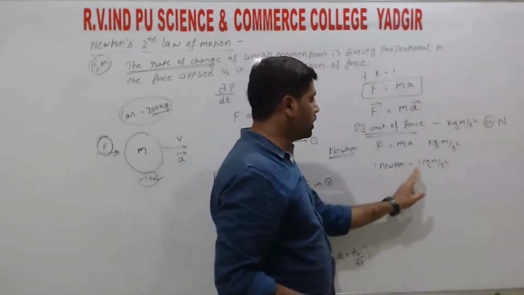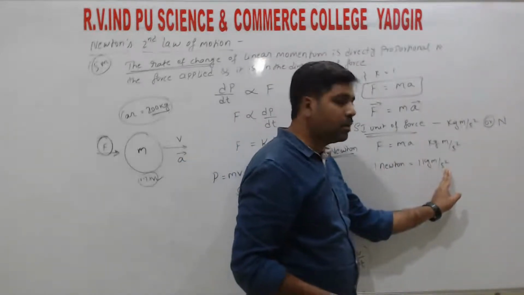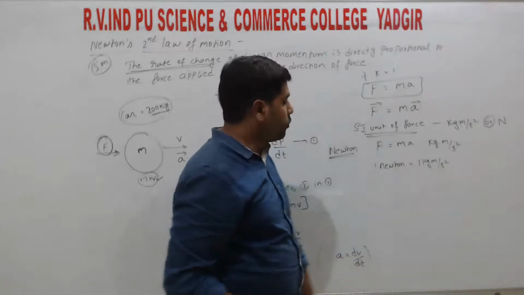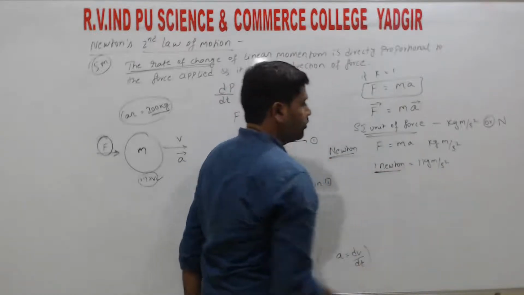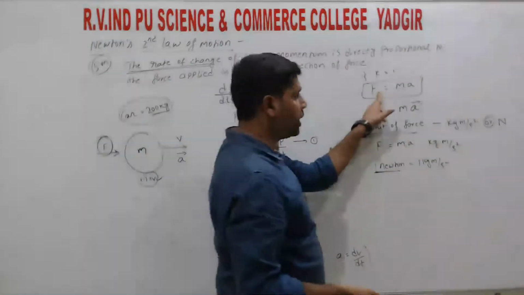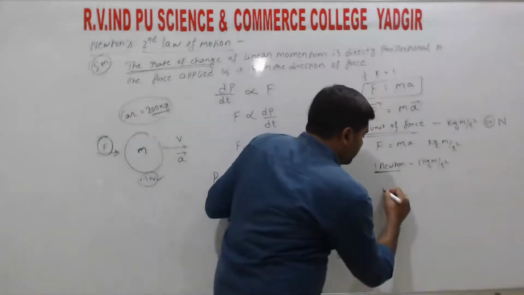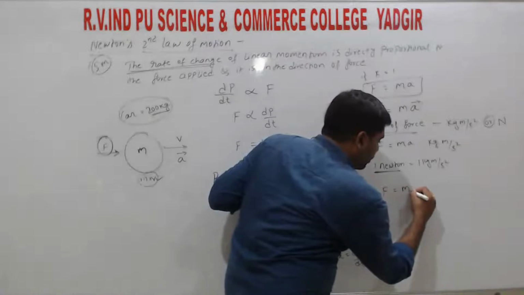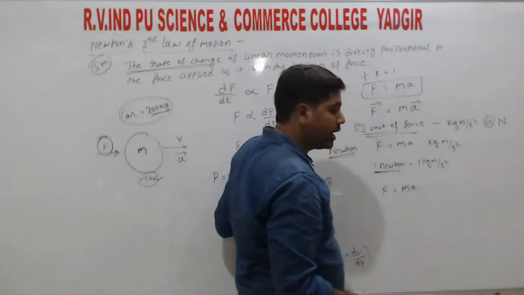So 1 newton is equals to 1 kg meter per second square, right? So if we define the newton, right? To define the newton, 1 newton, by using the same formula, that is F is equals to m into a, right?